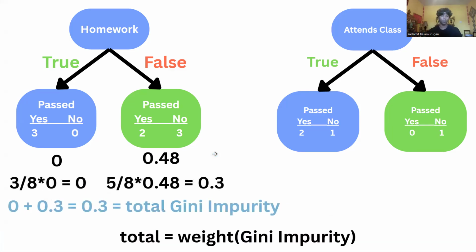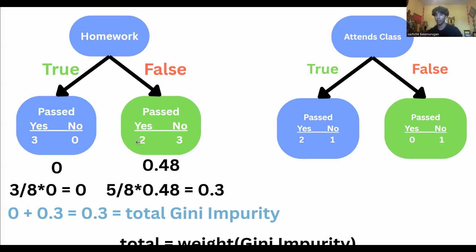And now what we can do to get the total Gini impurity is multiply it by that impurity. So we do 3/8, which is the weighted average, times your impurity for that leaf, which is 0, and you do the same thing for the false one as well. You do 5/8 times 0.48, and you get 0.3. So then you do a summation, right? You do 0 plus 0.3 equals 0.3 as the total Gini impurity for this branch, okay?